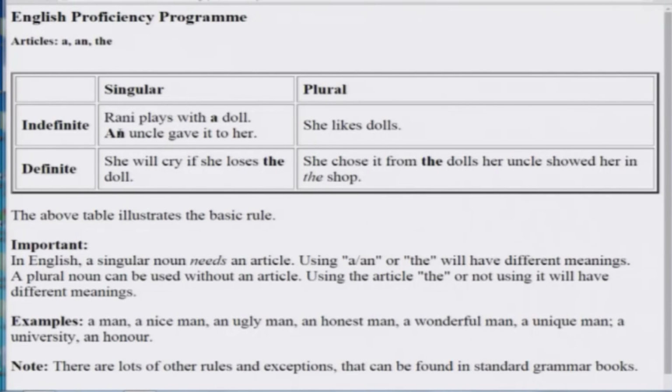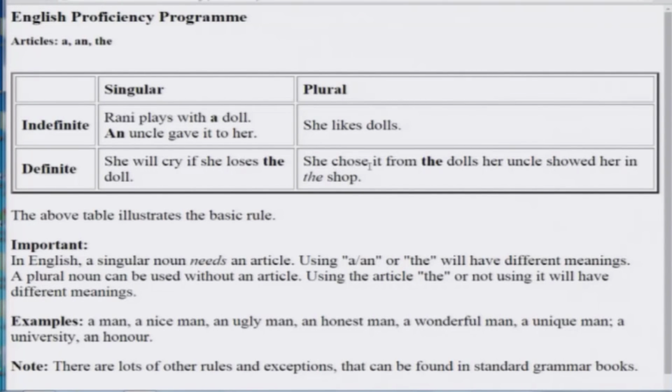And now, for a noun which has already been identified. She will cry if she loses the doll. The doll. Which doll? This doll, which has already come into the picture. So we know which doll we are talking about. Then it will be the doll. And why will she cry?